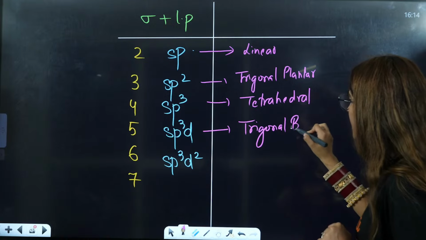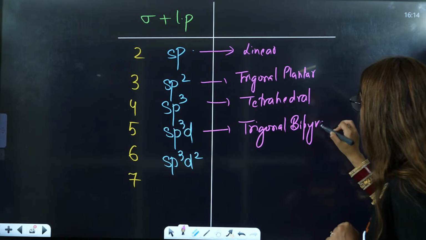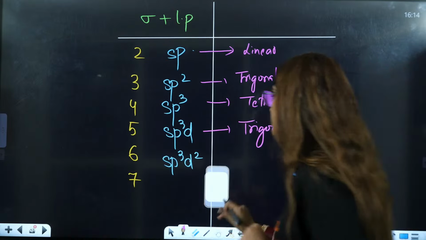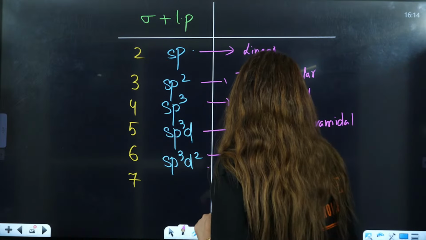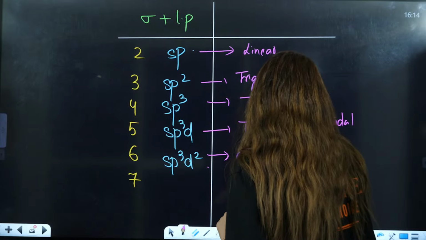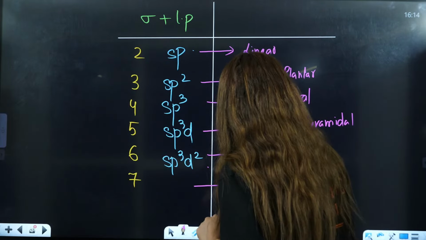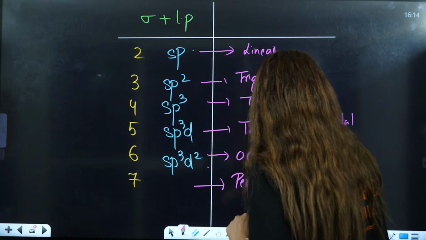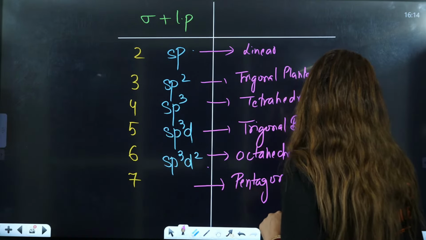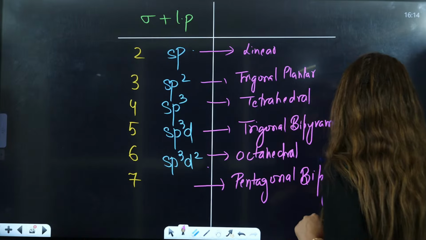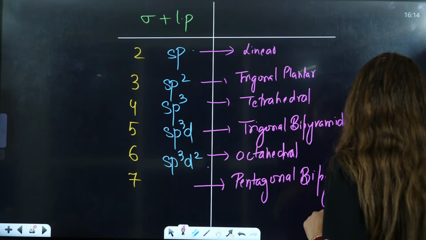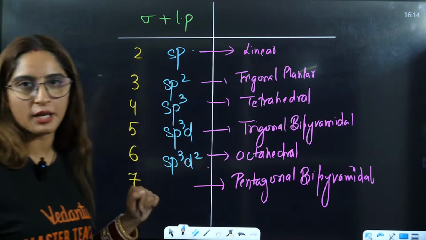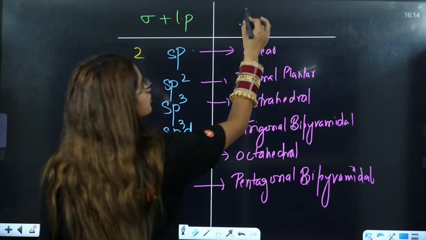Then 5 is trigonal bipyramidal, next is octahedral, which corresponds to 6, and the last one, with 7, is pentagonal bipyramidal. So that is the shapes here. This is basically the geometries.